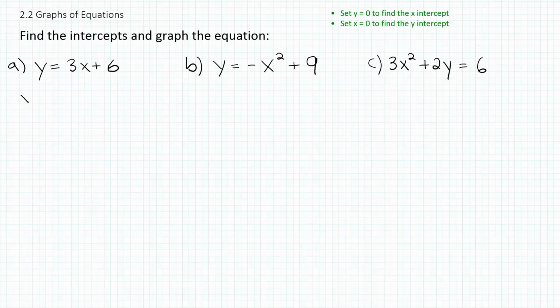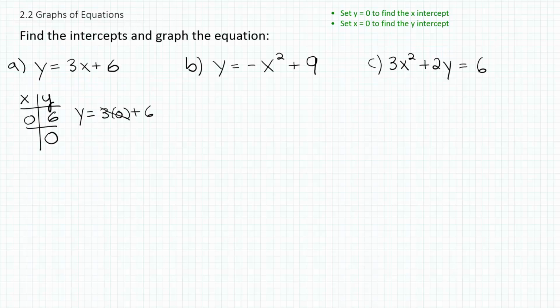Basically, we're going to create a little grid here, an XY table, and we're going to go ahead and plug in 0 for x and then 0 for y. So when I put 0 in for x, I'll get the y-intercept. I'll get y is equal to 3 times 0 plus 6. Of course, 3 times 0 cancels out to just 0, and we have y is equal to positive 6. So that's your y-intercept. Let's try to solve for the x-intercept then.